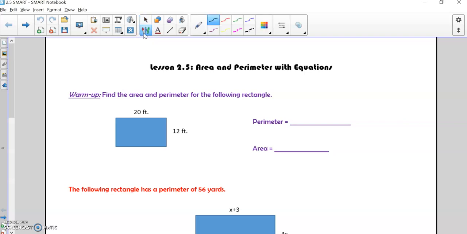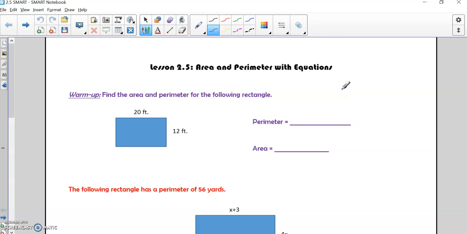Hey guys, welcome to lesson 2.5. We are going to continue on our exploration of area and perimeter, and today we are going to focus more on the equation aspect of things.